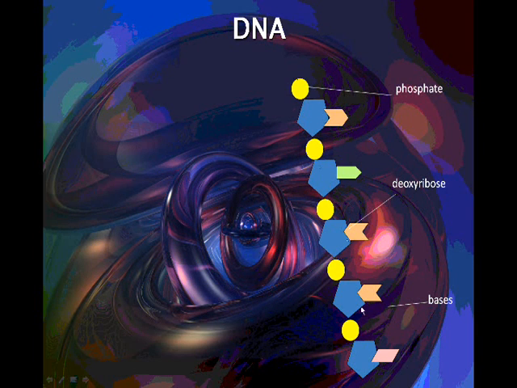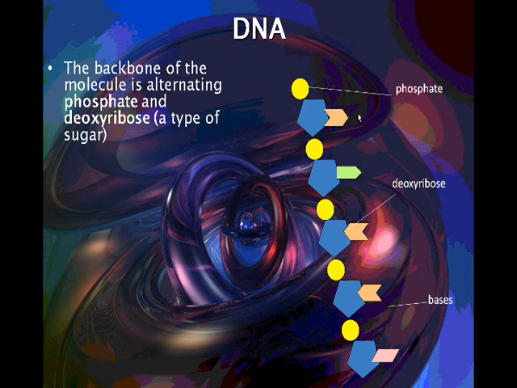Here is what DNA kind of looks like. These yellow circles represent phosphates. These blue shapes here represent the sugar, and these shapes here represent the bases. One of these three things together comprise a nucleotide. So the DNA backbone, this part here, is alternating phosphates and sugars. Phosphate, sugar, phosphate, sugar, phosphate, sugar.